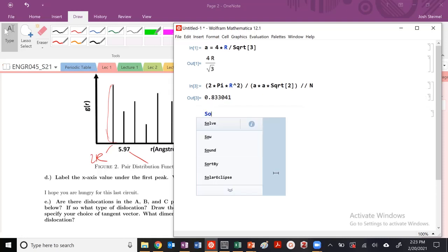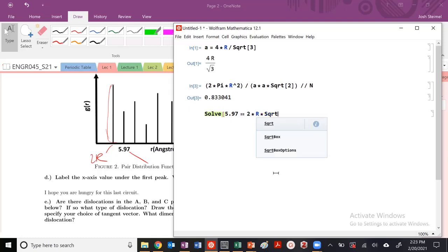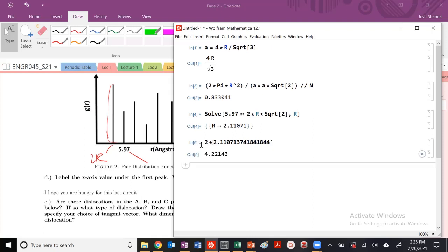So 5.97 set equal to 2 times R times square root of 2. Figure out what R is. So R is equal to 2 point, that is going to be my metallic radius. So you can finish off the value there. So 2 times 2, that should be the value there. And so my metallic radius is 2.1.